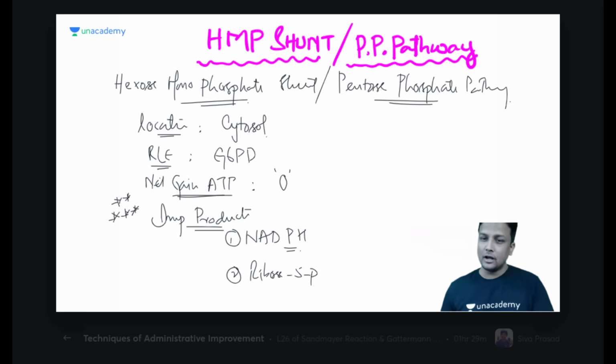And they have many important uses, guys. Ribose 5-phosphate is necessary for the formation of DNA and RNA. That is required for purine synthesis. Fine. NADPH, I'll tell you the logic.